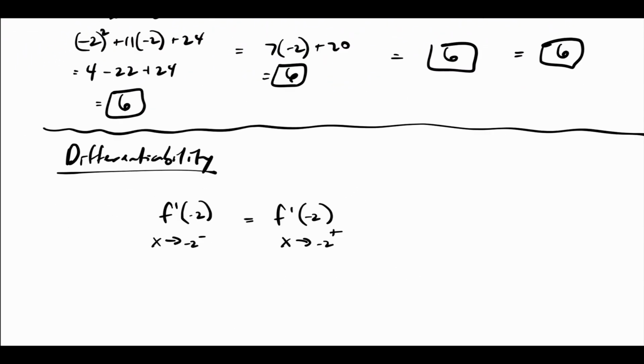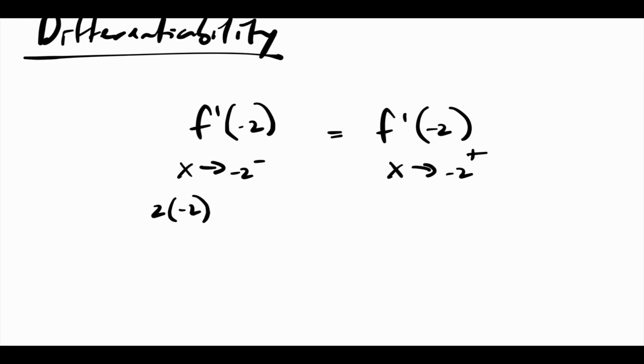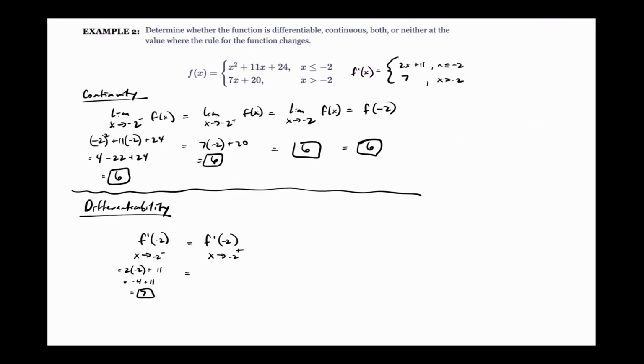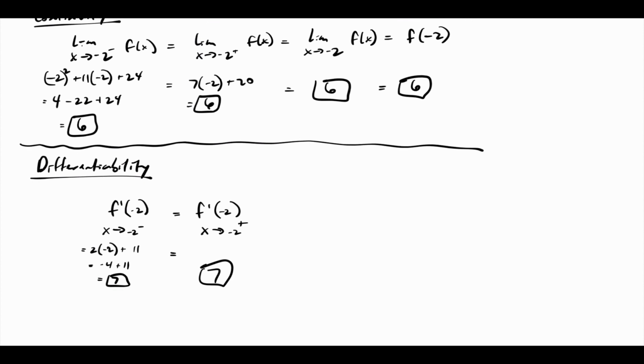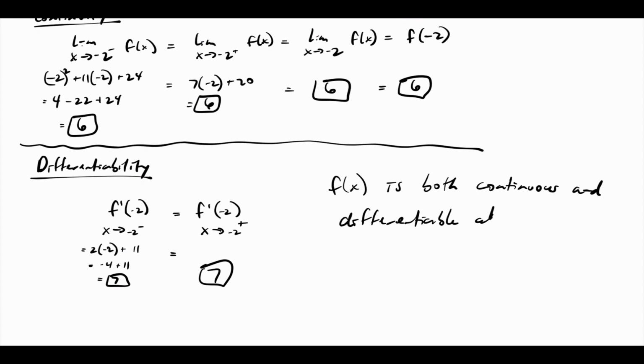From the left, I'm going to plug it in to 2x plus 11. So I get negative 4 plus 11, which is equal to 7. The derivative of the bottom part, 7x plus 20, was already 7. So that's just going to stay 7. So it's differentiable at negative 2. So we say f of x is both continuous and differentiable at x equals negative 2. It's both.